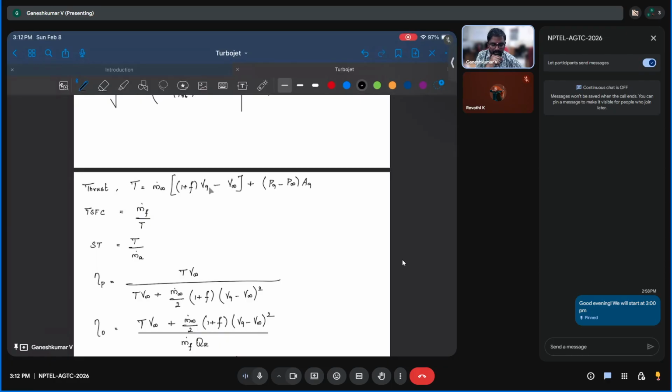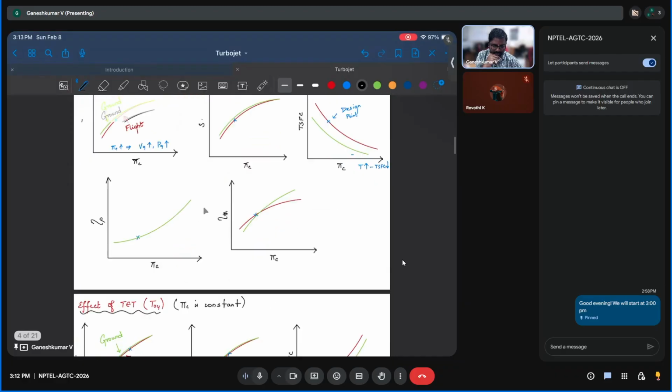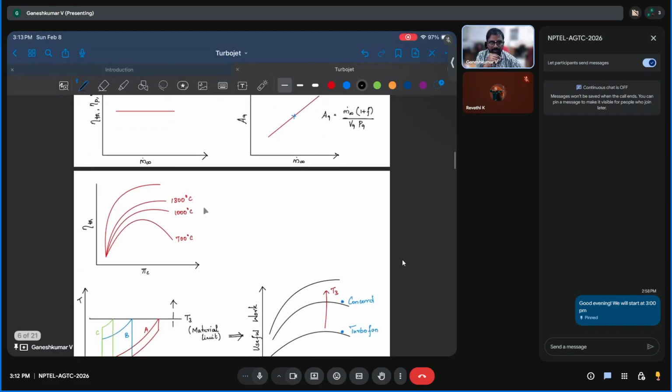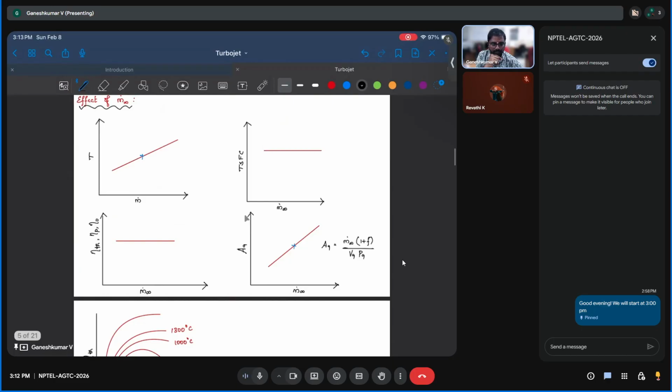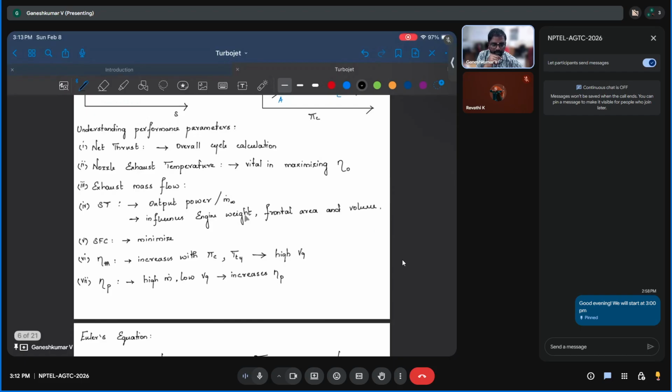Finally, we want V9, and we want the amount of fuel that has been added, so that we can find all the performance parameters such as thrust, TSFC, specific thrust, propulsive efficiency, overall efficiency, thermal efficiency, and all the other things. And then the effect of pressure ratio, effect of turbine entry temperature, effect of m dot. We saw how all these affect your thrust and TSFC. We saw that, and I'm not going to get into details, but if you have any doubts, we can always discuss.